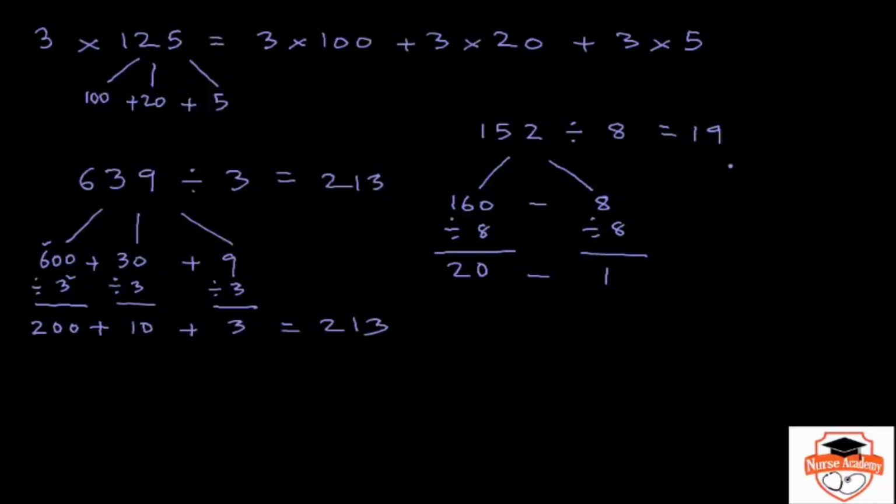Easily done. And this way of breaking down a number and dividing it in parts is what we use in long division. Let's see a few examples at work. Let's try and divide 845 by 5.